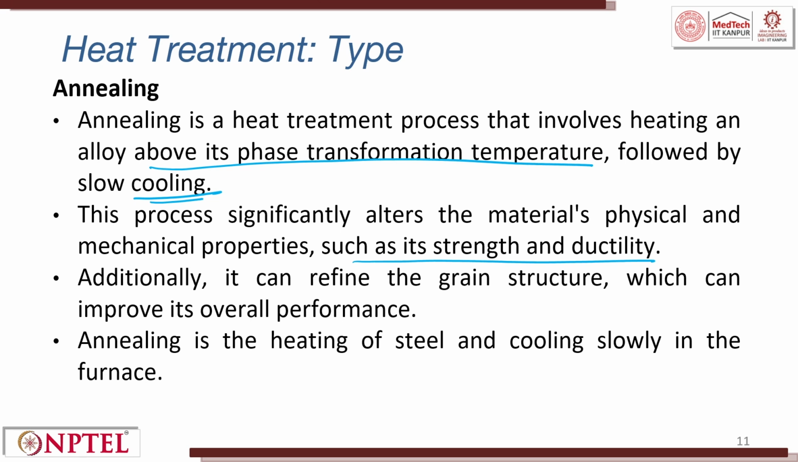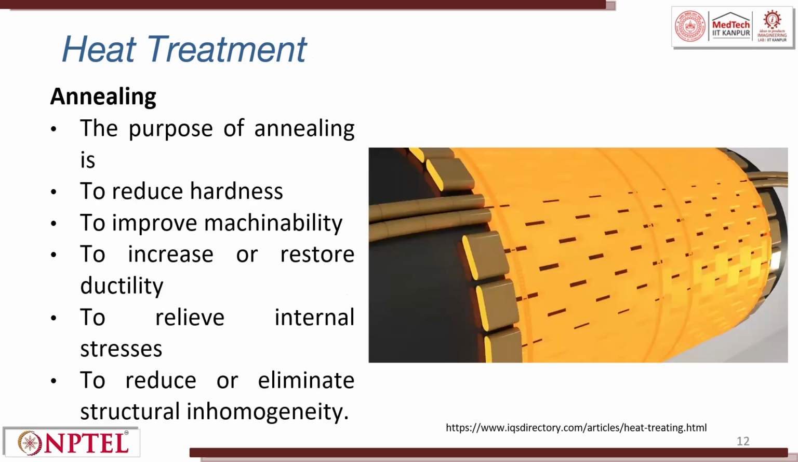So, what do we do? We try to take a shaft. This shaft is heated to a phase transformation temperature and then allowed to slow cool. Slow cool is, they put it inside a furnace and allow the furnace to slowly reduce the temperature and get cold. Additionally, it has refinement of grain structure, which can improve the overall performance. Annealing is the heating of steel and cooling slowly in the furnace. So, annealing is heating and furnace cooling.